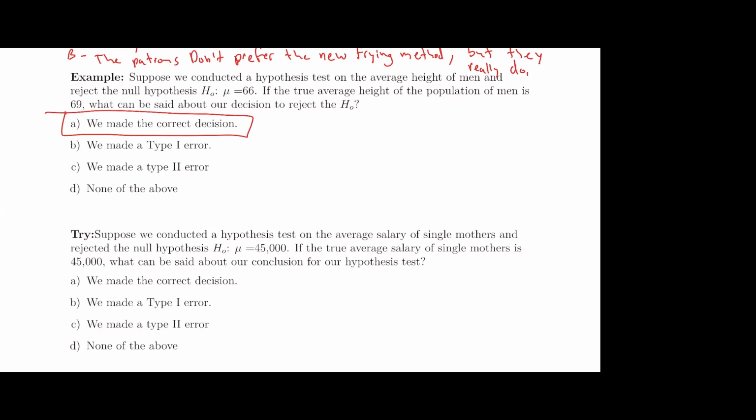This one says, suppose we conduct a hypothesis test on the average salary of a single mother and reject the null hypothesis that mu is equal to $45,000. If the true average salary of a single mother is $45,000, what can be said about our conclusion for our hypothesis test? A, we made the right decision. B, we made a type 1 error. C, we made a type 2 error, or D, none of the above.